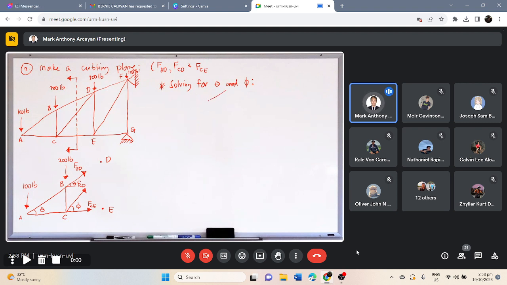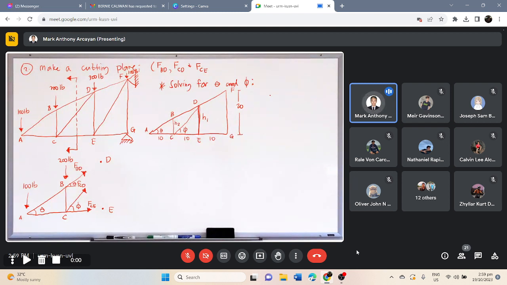So we redraw the entire truss, but this time without the external forces. This is A, B, C, E, D, F, and G. This is 20 feet, this is 10 feet, 10 feet, and this 10 feet. Here is our phi, and here is our theta. For this height, we will perform similar triangles.